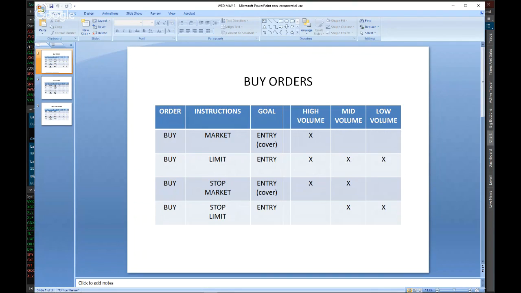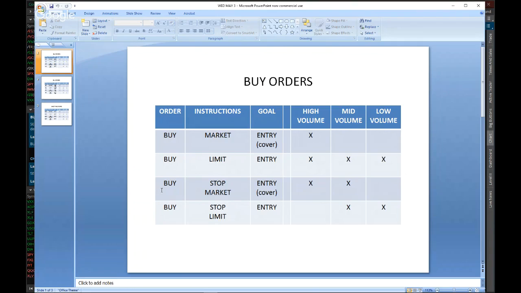And we're going to use that to enter any stock as it pulls back. And these orders are good for any type of volume. You probably don't have any reason to be concerned. Any reasonable stock, I should say. NASDAQ 100, S&P 500, any of those stocks.